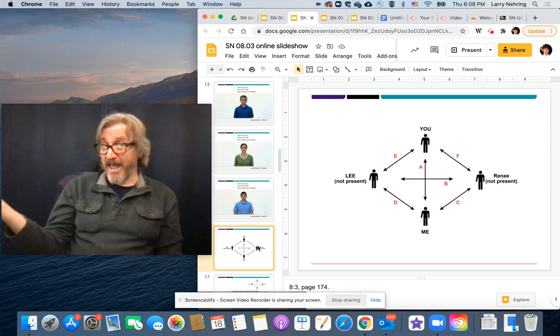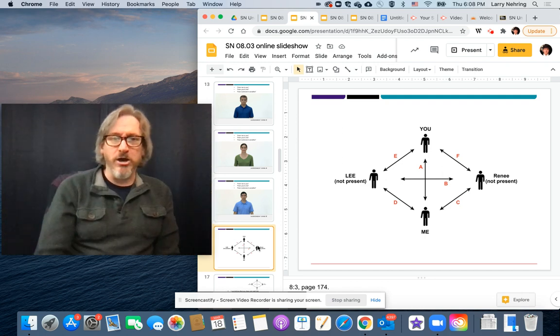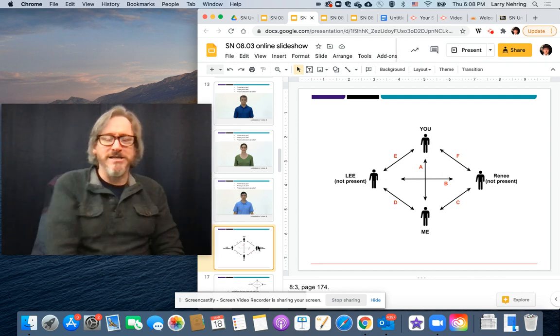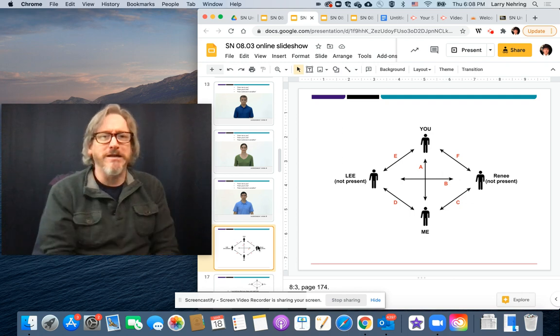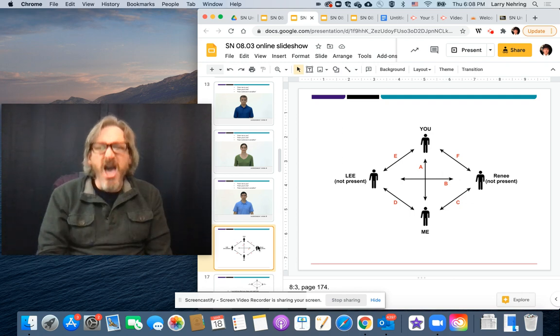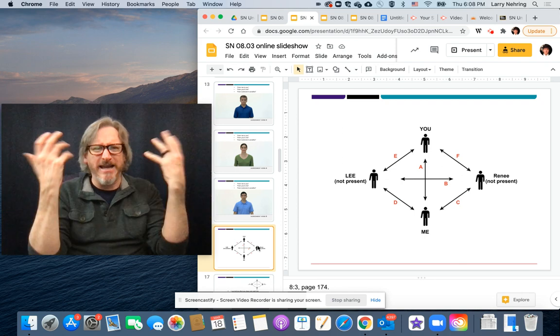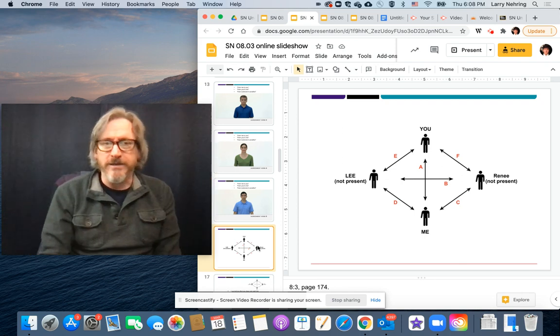Notice they do Renee and Lee, so you can easily go right and left. I'm embarrassed to tell you that it took a couple years before I realized the textbook was doing that. I went, oh, that's why Renee and Lee. Duh. Idiot.